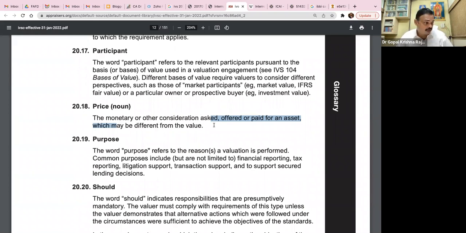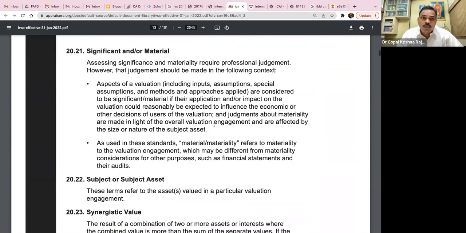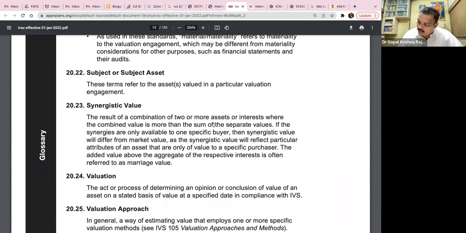I will actually take you to the other part, that is synergistic value. This is also equally important. Why? Because this is also defined in 104. For your information, guys, synergistic value is defined in para 70. Para 70, 104, synergistic value. So the synergistic value is also a repeat only, para 70, 104.